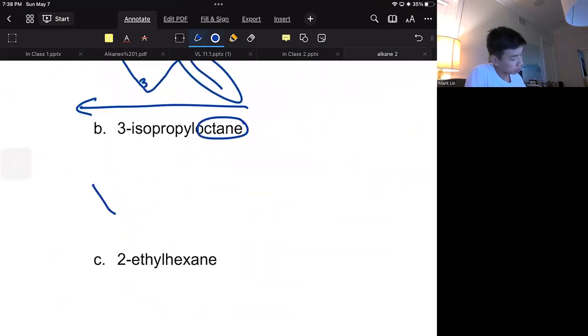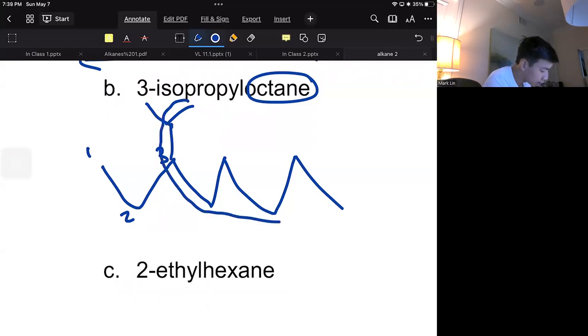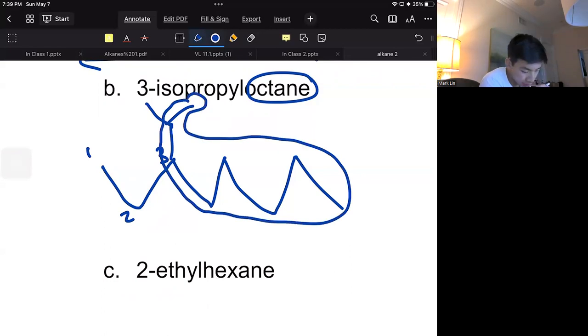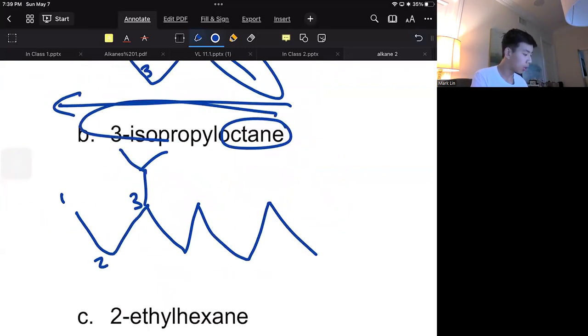All right, so B, octane, 1, 2, 3, 4, 5, 6, 7, 8. Isopropyl at number 3. Isopropyl is the Y, as I said earlier. And the reason that's wrong is because our main strand should be this. In our original problem, it's wrong because our first substituent will be number 3. But if we go this way, our first substituent will be number 2.